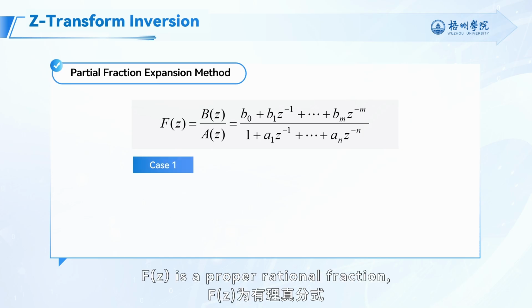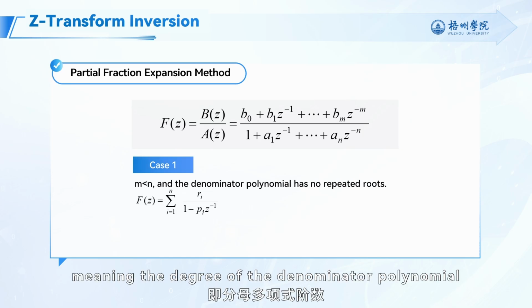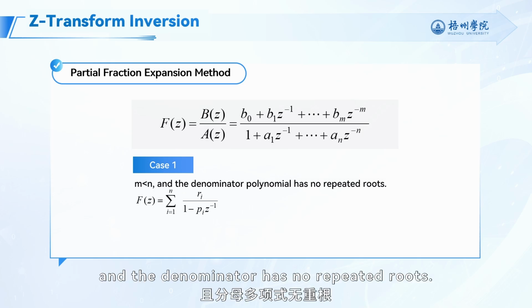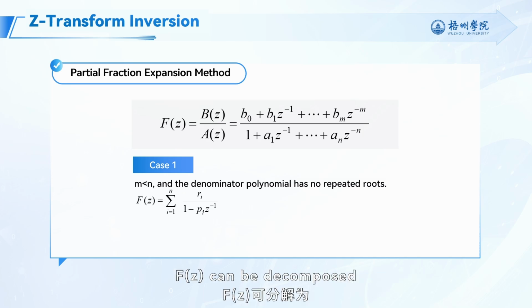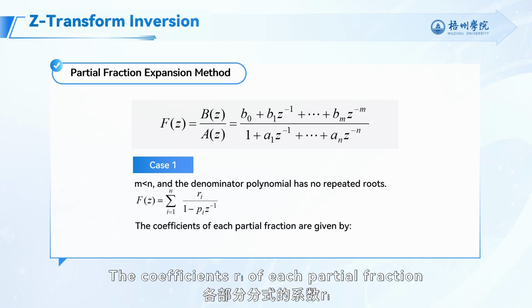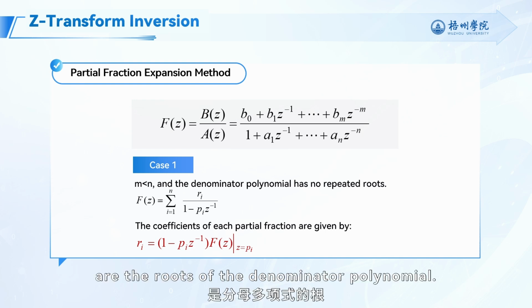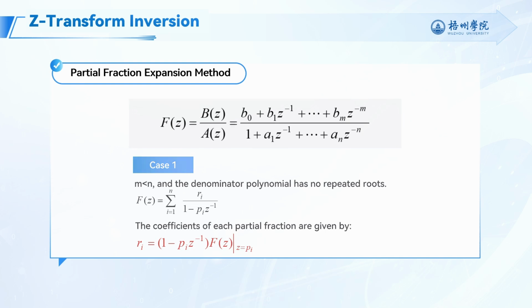Case 1. F(z) is a proper rational fraction, meaning the degree of the denominator polynomial is higher than that of the numerator, m less than n, and the denominator has no repeated roots. In this case, F(z) can be decomposed into a sum of simple fractions. The coefficients Ri of each partial fraction can be calculated using the formula below, where pi are the roots of the denominator polynomial.